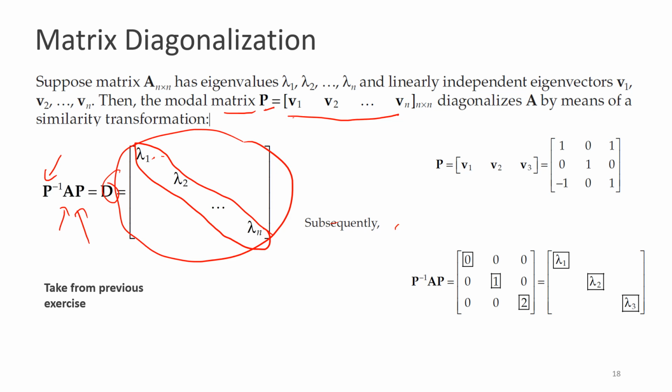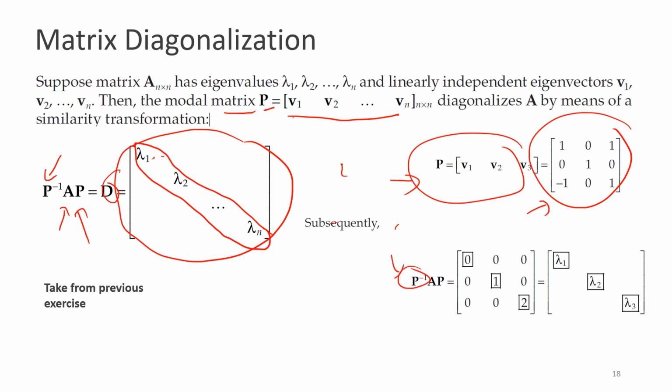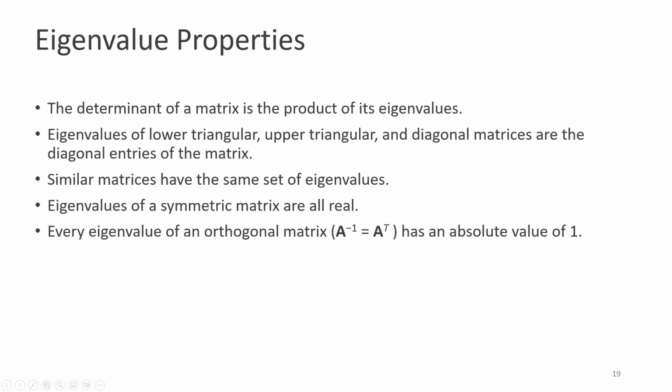If you want, you can try this later on. If P has columns v1, v2, v3, you calculate the inverse of P, multiply it by A and then multiply by P, and you will get the diagonal matrix, which consists of the eigenvalues of that particular matrix A. I think that's it for eigenvalue, eigenvector, and matrix diagonalization.